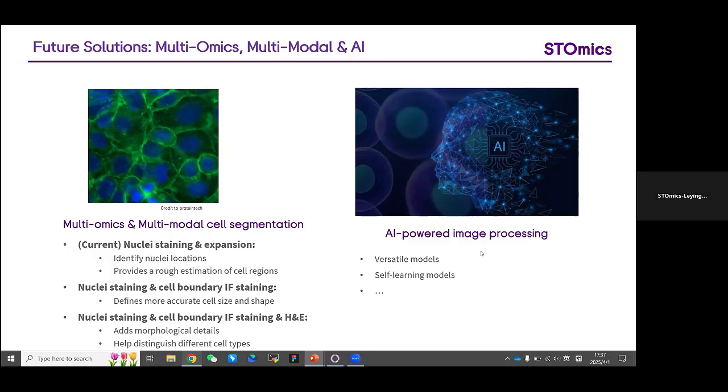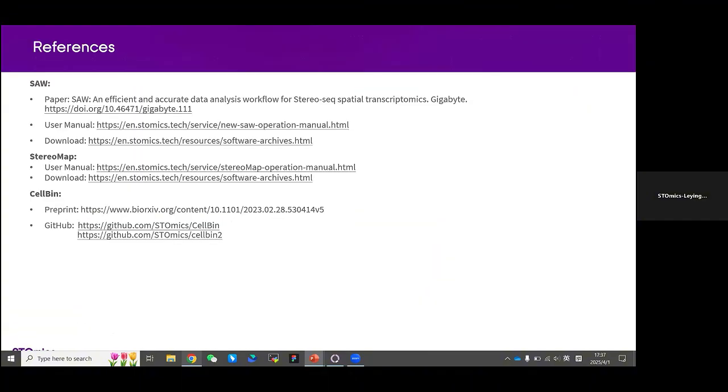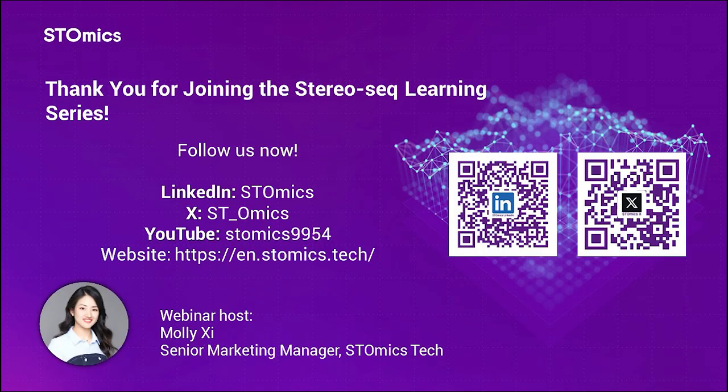Beyond that, the AI-driven models can further improve image processing, probably like developing versatile models that generalize across different staining types and tissue conditions, and also utilizing self-learning models that continuously refine segmentation accuracy based on feedback and new datasets. Okay, that is the talk we have today.